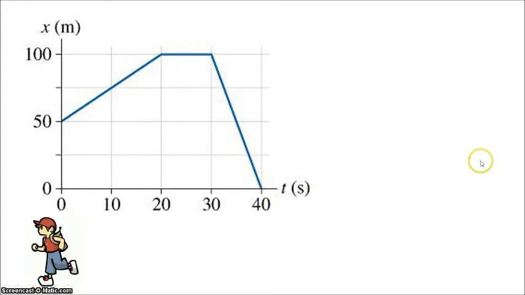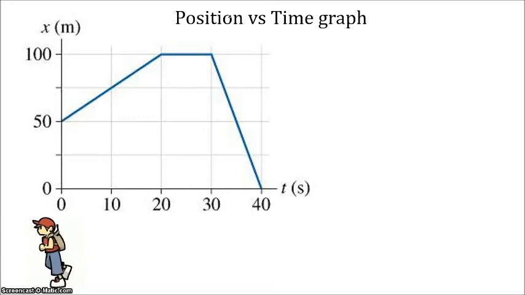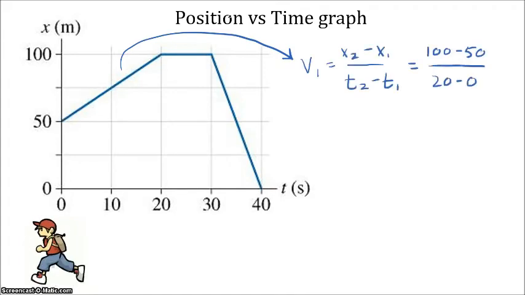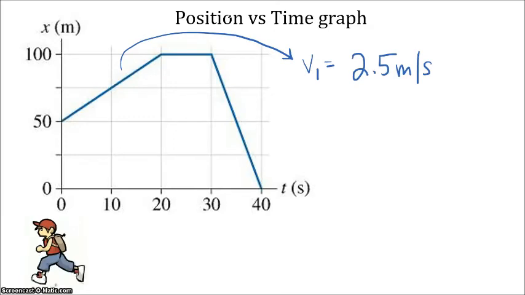we have a pause, then we have some movement in the negative direction. Now we learned a few worksheets ago that the slope of the line is the speed at which the object is traveling. So what we could actually do is use this position versus time graph to calculate the velocity. So let's do that. The first part of the graph, we'll call that velocity 1, and we just use our equation for slope, which is rise over run, to find the velocity, which is 2.5 meters per second.